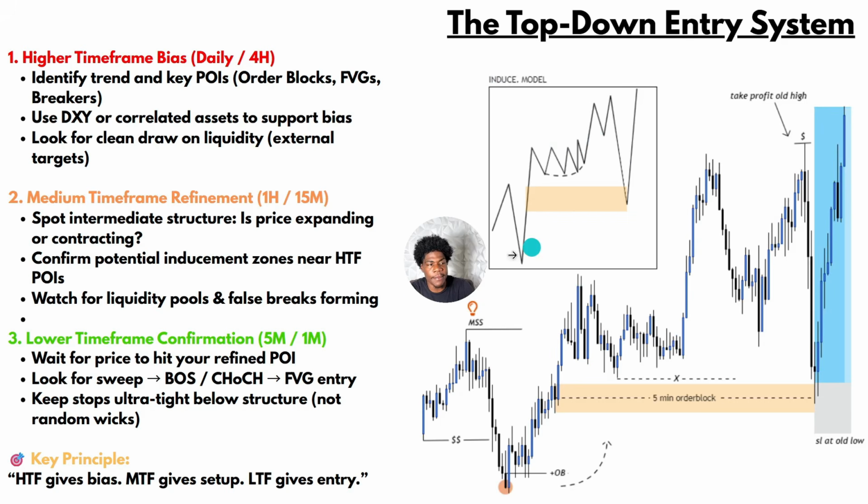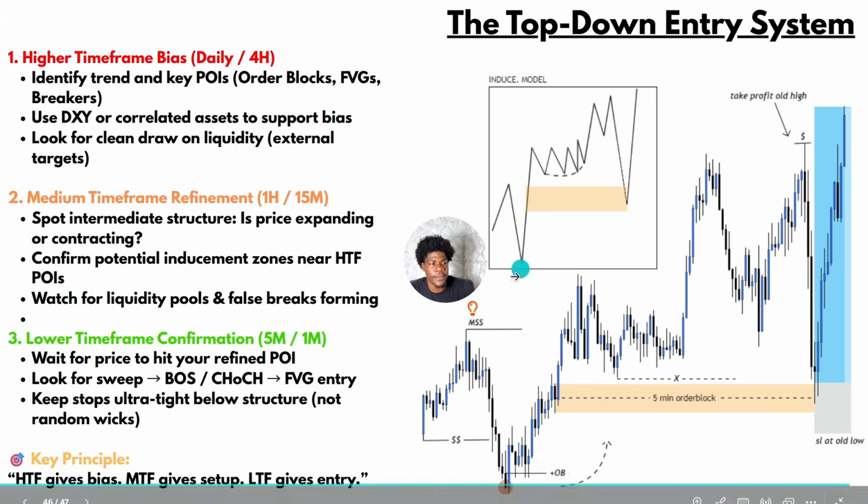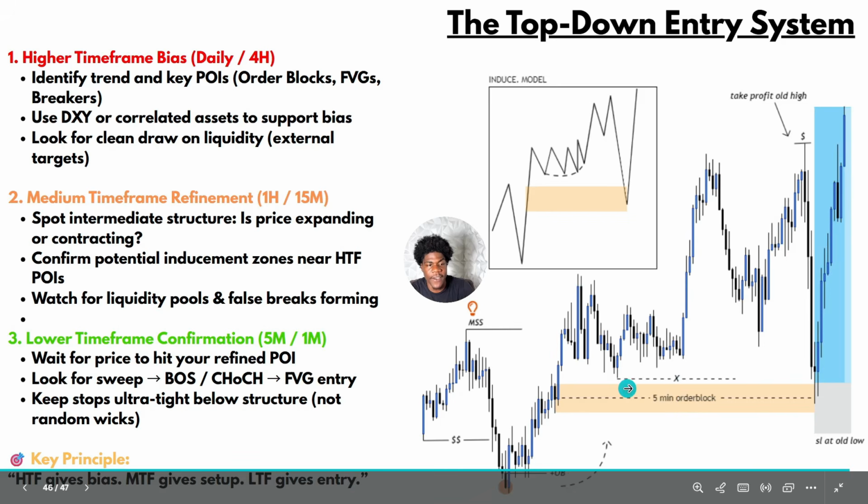Let's go over this model right here, right? We see price push down lower and tap inside of a higher time frame zone. These models always happen inside of a higher time frame zone. So once price taps inside of your higher time frame order block, the fair value gap or your breaker, then you will scale down to the 5 minutes or the 1 minute. This is on the 5 minutes.